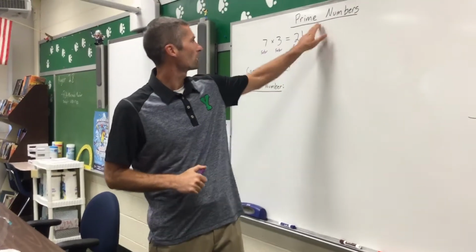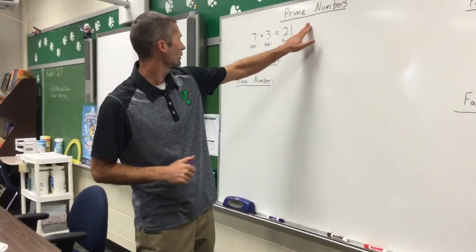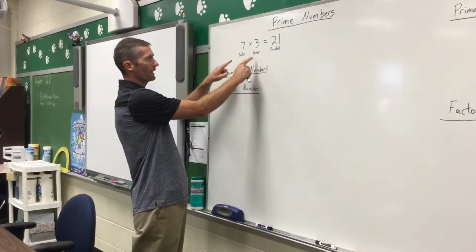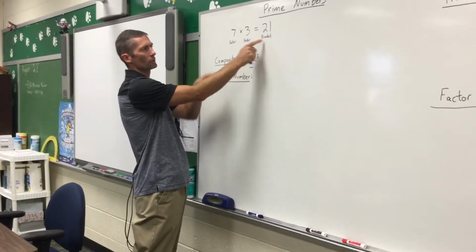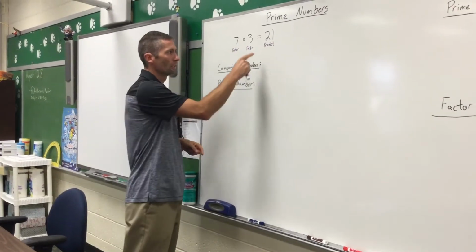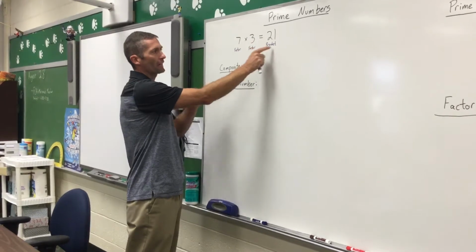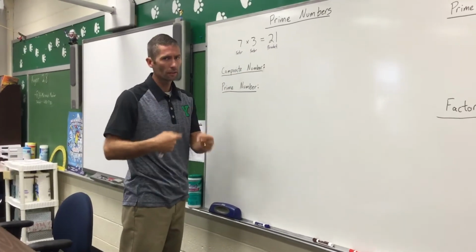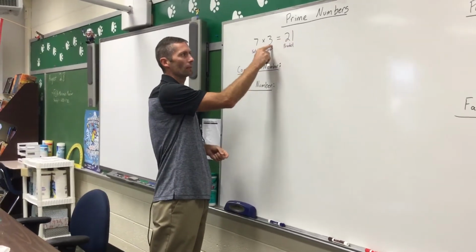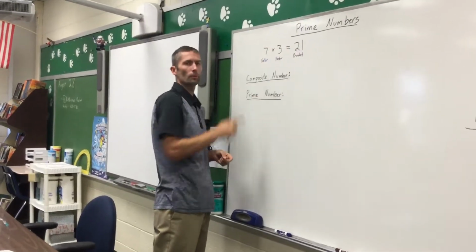All right, today we're talking prime numbers. So, in review, factors. What are factors? Factors are two numbers that you can multiply to get a product. So, 7 and 3 are factors of 21. Another way to think of it is 21 is divisible by 3 and 21 is divisible by 7.